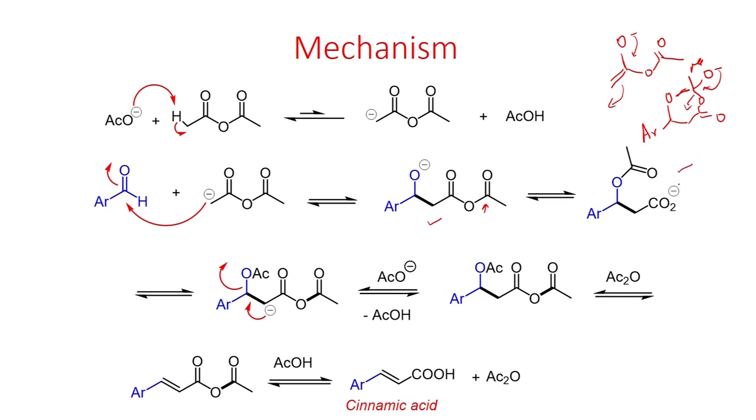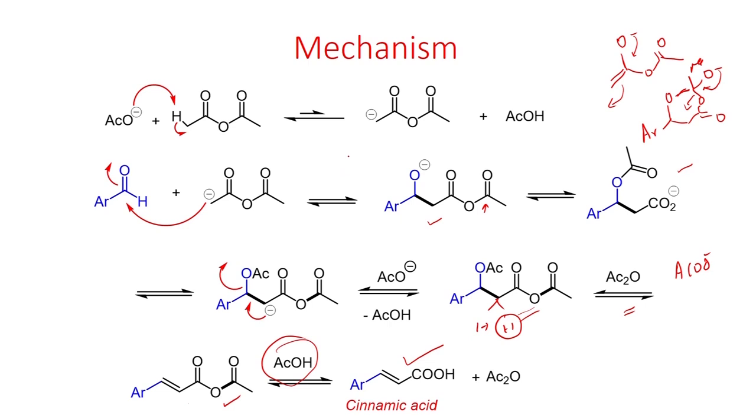Once you form this one, this can undergo reaction with acetic anhydride to give this anhydride, and where you will have acetate base, which can deprotonate this acidic proton to give this carbanion, which can convert into the alpha beta unsaturated anhydride. This can undergo hydrolysis with acetic acid to give cinnamic acid.